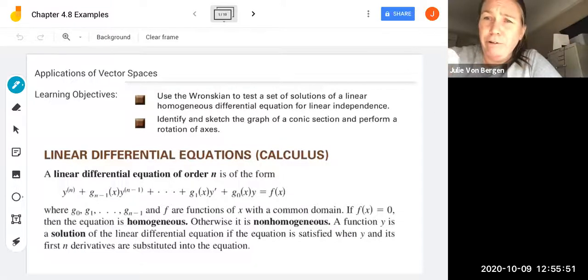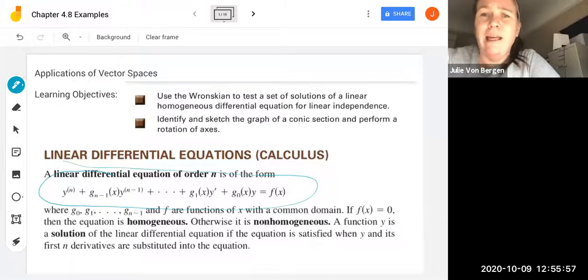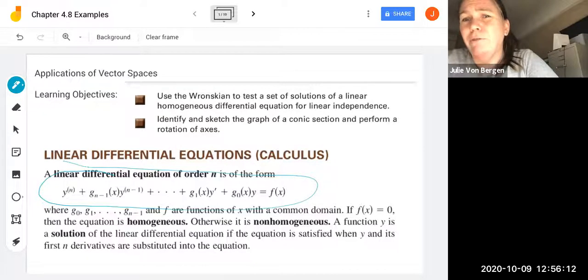So a linear differential equation of order n is in this form, where you have y to the nth derivative. At some point, instead of putting dashes for the nth derivative, we put an n up there in parentheses. And then the next term would be a function, we call it g n minus 1 of x, multiplied by the n minus 1 derivative of y, all the way through g1 of x multiplied by the first derivative of y, and then what we call a function g naught of x multiplied by y. And so that's our linear differential equation of order n.